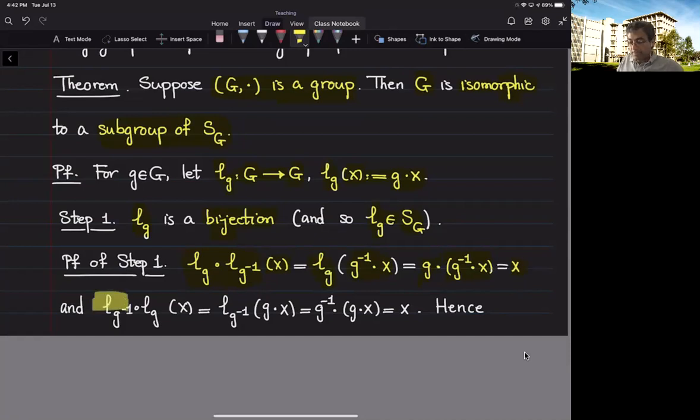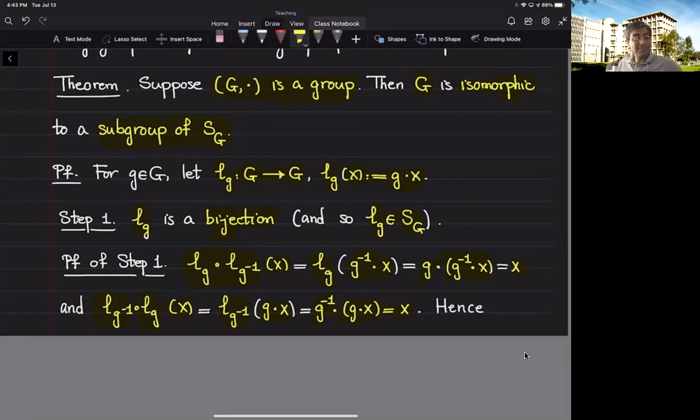Similarly, when I apply left multiplication by G inverse to the left multiplication by G, and then I feed it X, what do I get? Again, left multiplication by G is G dot X. Then I need to multiply further by G inverse. So I get G inverse dot G dot X. And again, by associativity, these guys disappear. I end up getting X. So the composite of these two functions from both sides gives me the identity.